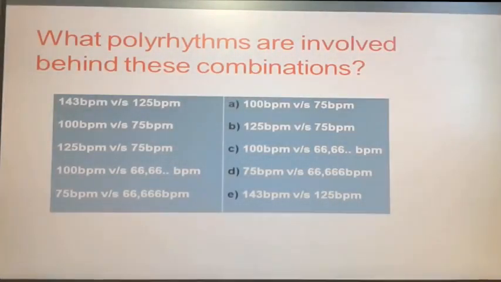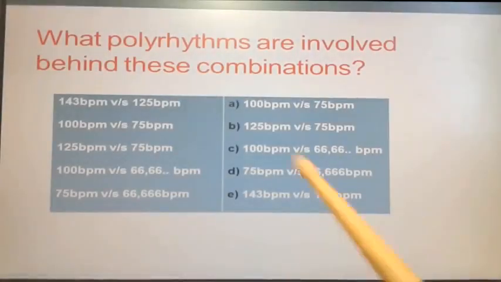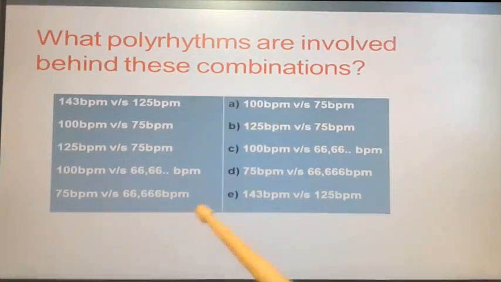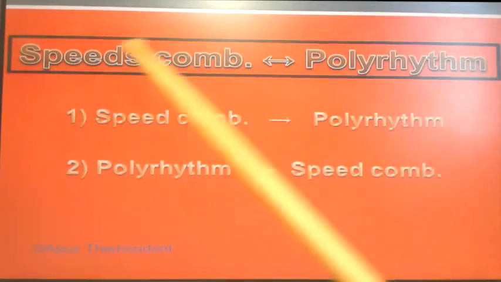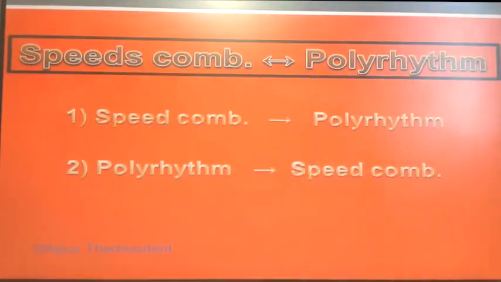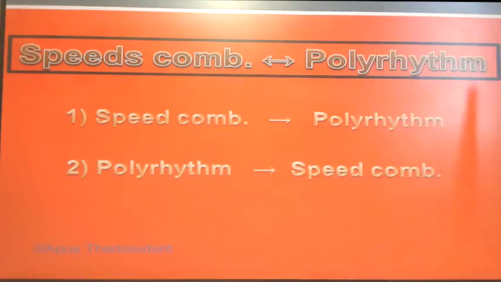So the question could be, what polyrhythms are involved behind these combinations? For the question, he mentioned 5 examples that we are going to analyze in a different way. We're going to go from the easiest to the most difficult. We're going to divide our study in 2 phases. The key point is finding an equivalence between speed combinations and polyrhythms.